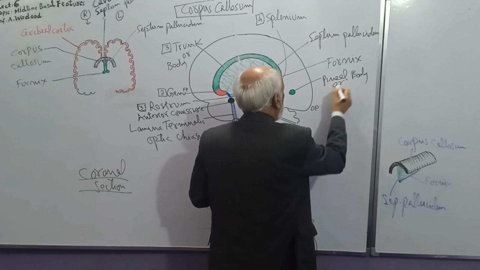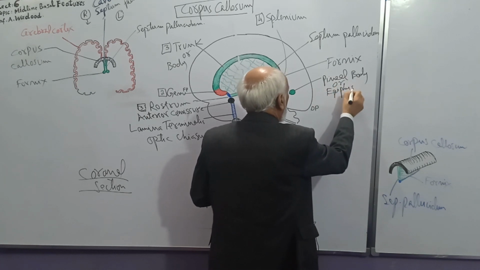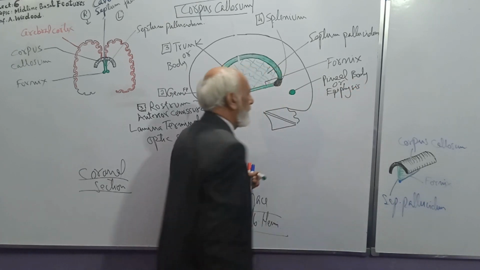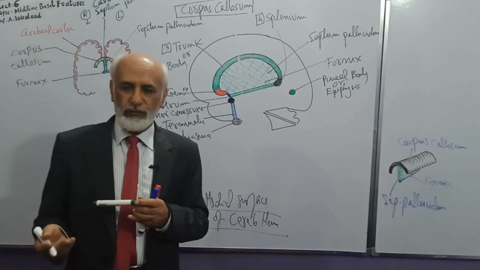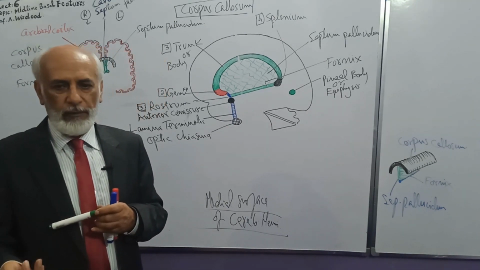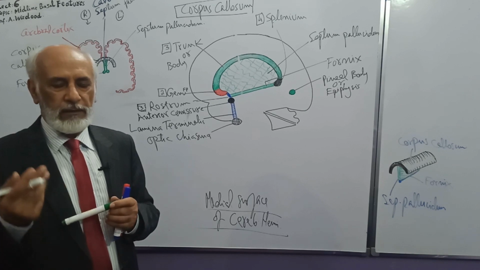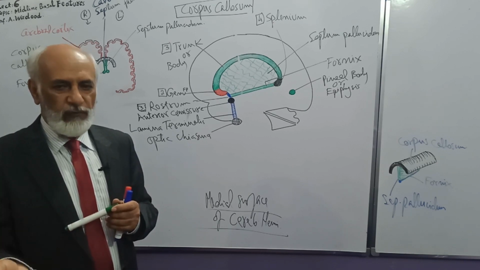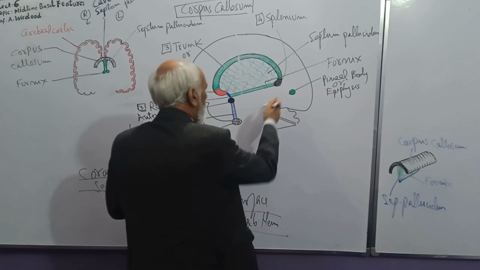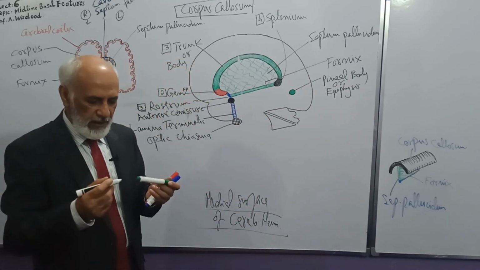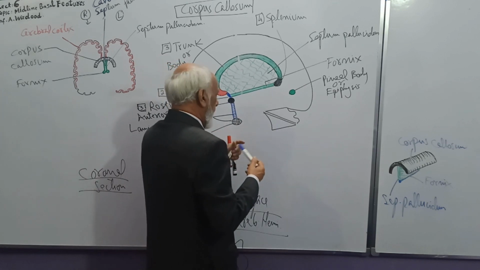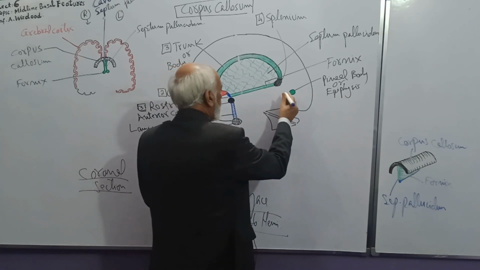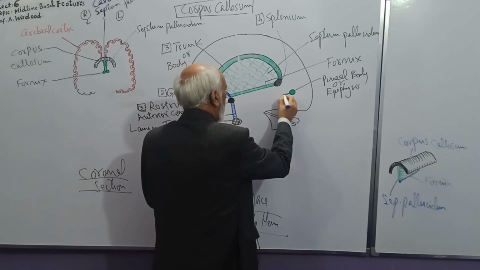Also known as epiphysis. I told you before that there are two neuroendocrine glands attached to the brain. One below called pituitary gland or hypophysis, and one posteriorly known as the epiphysis or pineal body. Now it is attached or suspended to this posterior wall by the stalk of the pineal body.